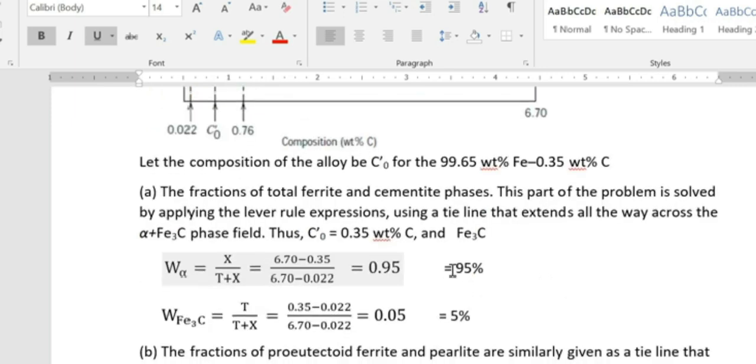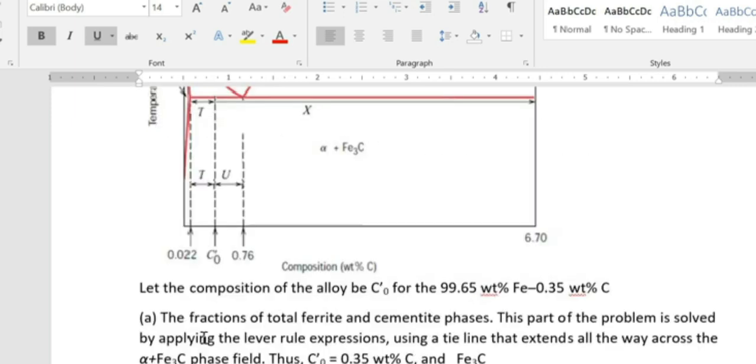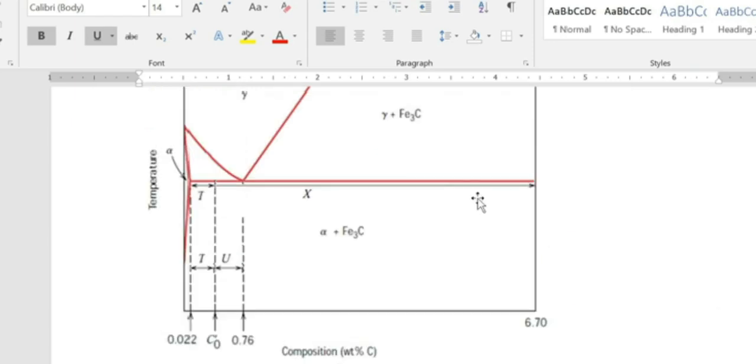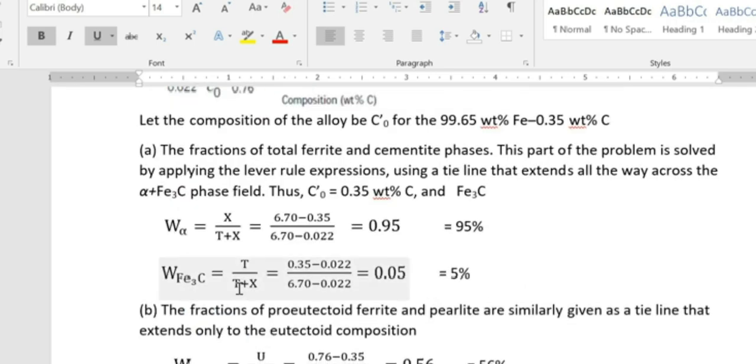And you get 95%. The moment you get the first one, you know the other one is going to be 5%, but you can prove it, right? So when you are calculating that of cementite, this cementite boundary, you won't take the x, you take the t over the total, t plus x, right? And you can see you're able to get 5%.